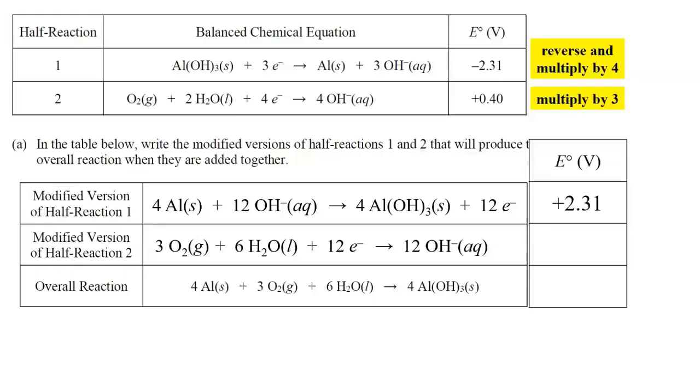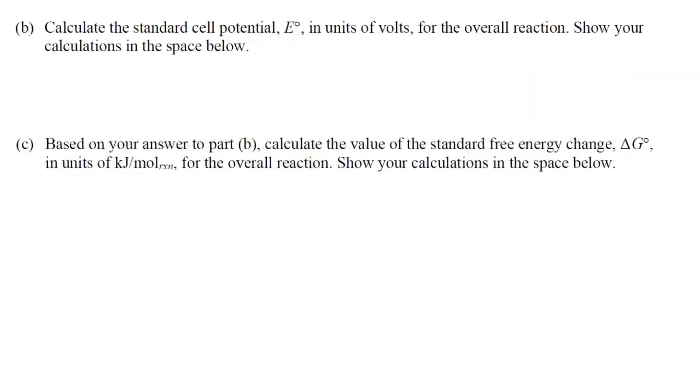And then for half reaction number 2, we multiplied all of the coefficients by 3, but this does not affect the value of the cell potential, so it's still positive 0.40 volts. And if we add these two equations together, we can add the cell potential values together. So 2.31 plus 0.40 gives us a value of 2.71 volts for the overall reaction. And so this is the answer to part B of this question. It says calculate the standard cell potential in units of volts for the overall reaction. So it's going to be 2.31 plus 0.40, which gives us a value of 2.71 volts.